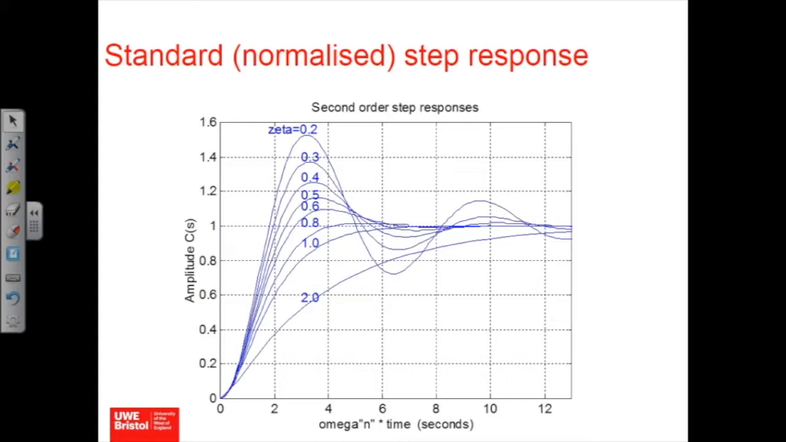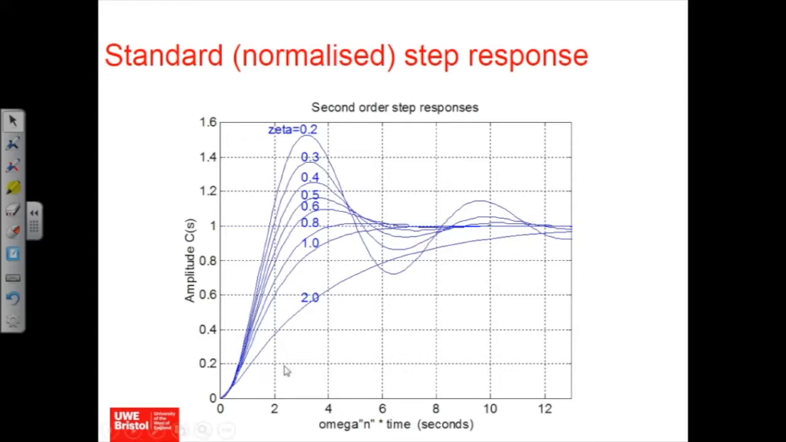So if I was to ask you, what zeta do I need if I want to achieve an overshoot of 30%? What would you tell me? 0.45-ish? Is it? No, actually, sorry, it's not. 30%. 0.35-ish, isn't it? It's the other side.